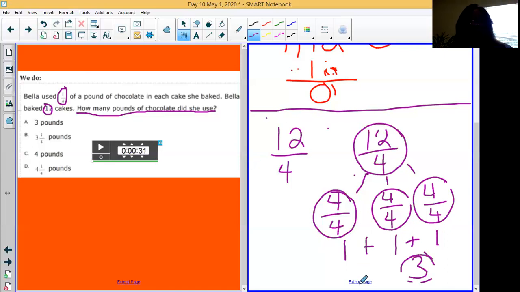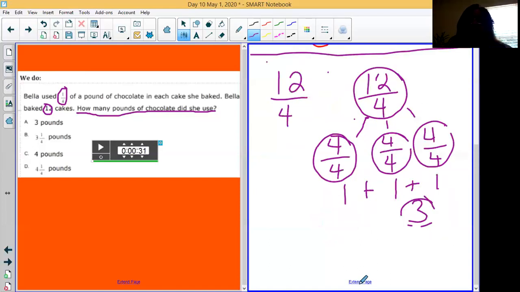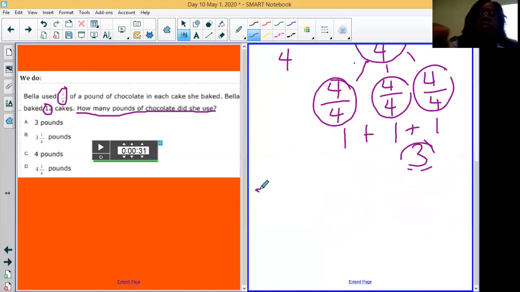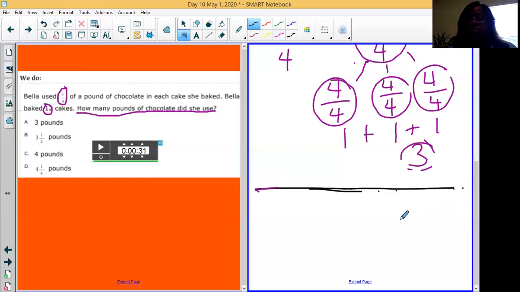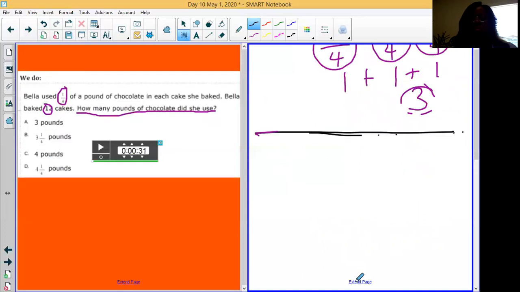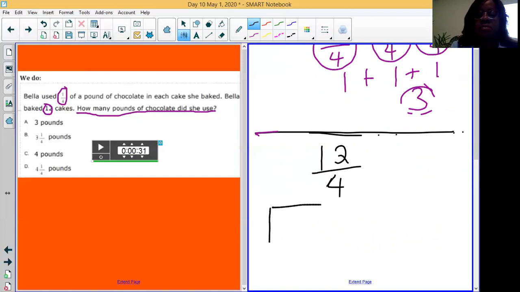The last and final way I could have done this, again, I could have drawn some pictures of 12 fourths. So my answer ended up being 12 fourths. So I draw my rectangle and divide it into fourths.